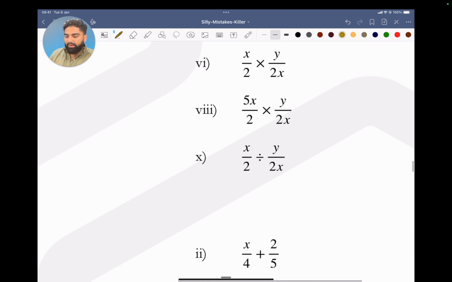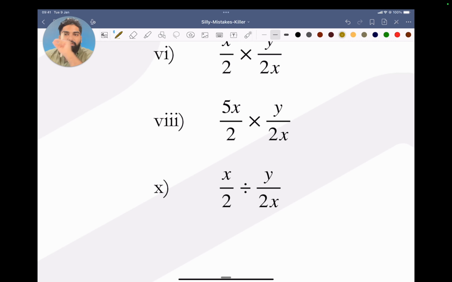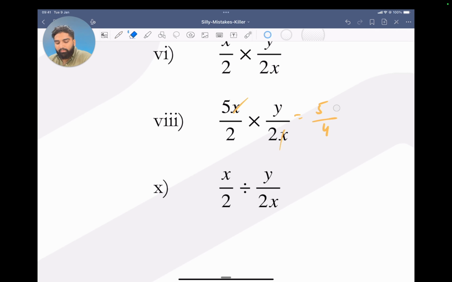I think for fractions, by the way, just remember, you can cancel out any of the numerators with any of the denominators. If you just remember that, as long as they're all multiplying, so the x and x cancel out, and that's it. Then your answer is 5y over 4.